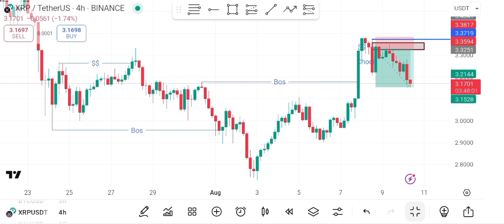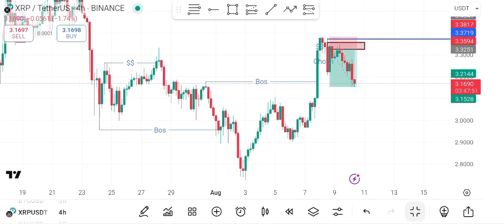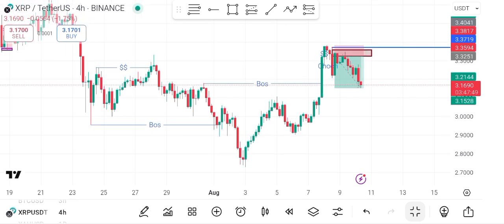If you look closely at my screen right here, we have this sweep of liquidity to the upside, and we have a break of structure. That gives me a confirmation that we're in a downtrend. So for me to know that I have to take a sell entry, there are certain things I have to consider.